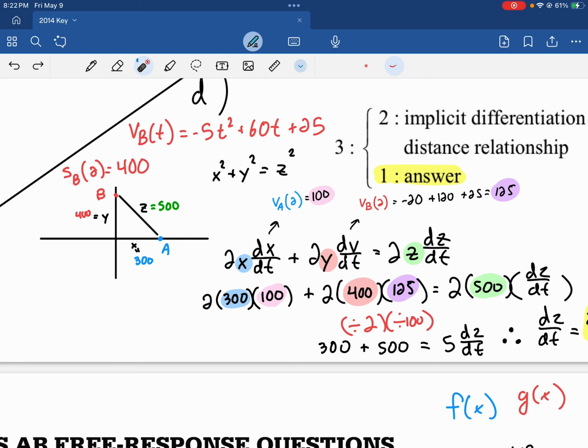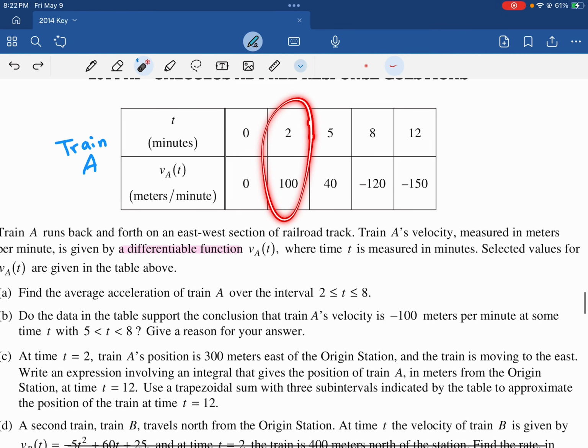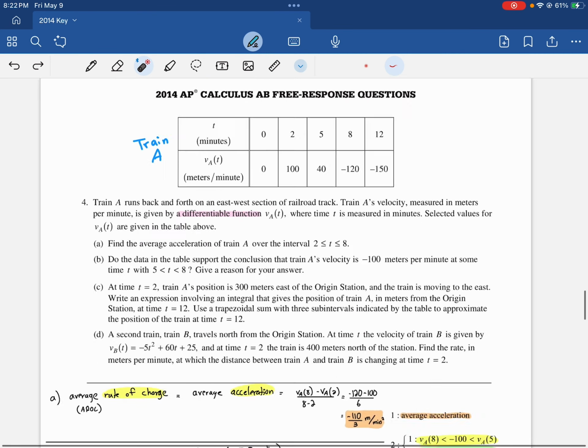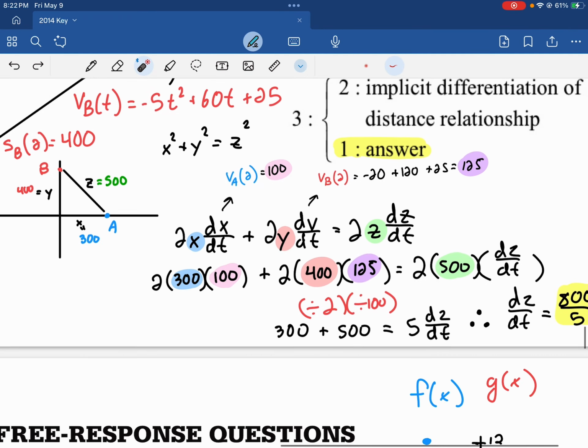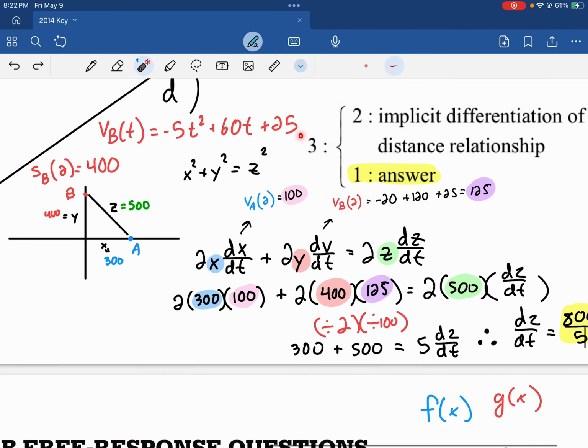Some of these other values, the change in x per change in time, at t equals 2 is 100. I get that from the table above. So I'll plug 100 in for dx/dt. For dy/dt, they gave me the velocity for B, so I can plug in 2 there. And the math to simplify that one was not too bad to get 125.